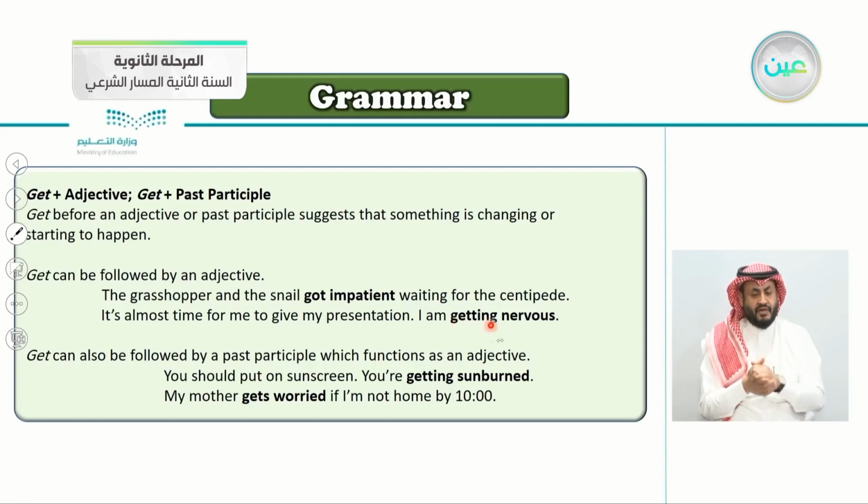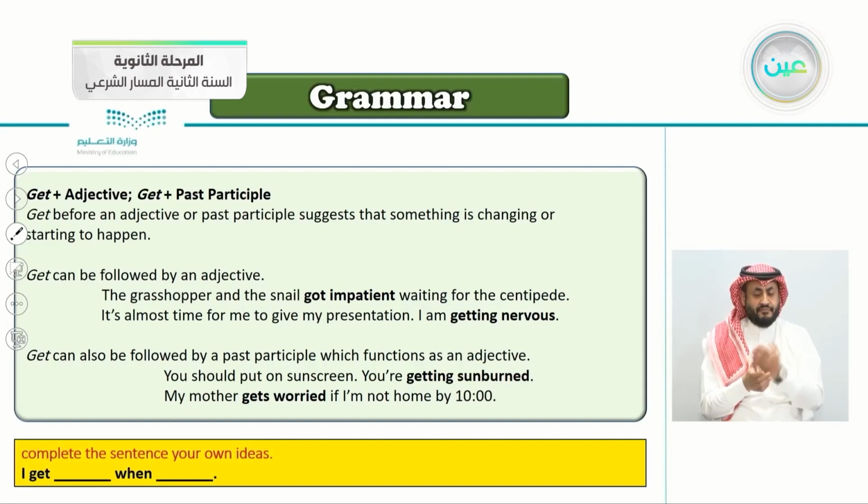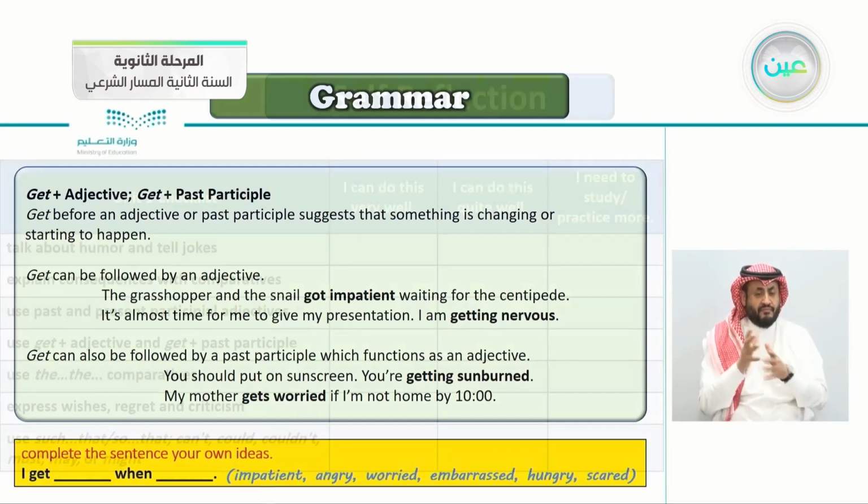Here we say get can also be followed by a past participle, which functions as an adjective. So you should put on sunscreen. You're getting sunburned. My mother gets worried if I'm not home. So this is the lesson for get plus the adjective and get plus the past participle.